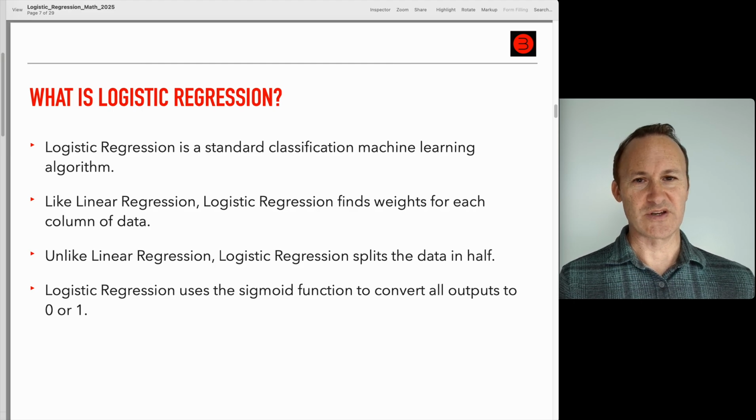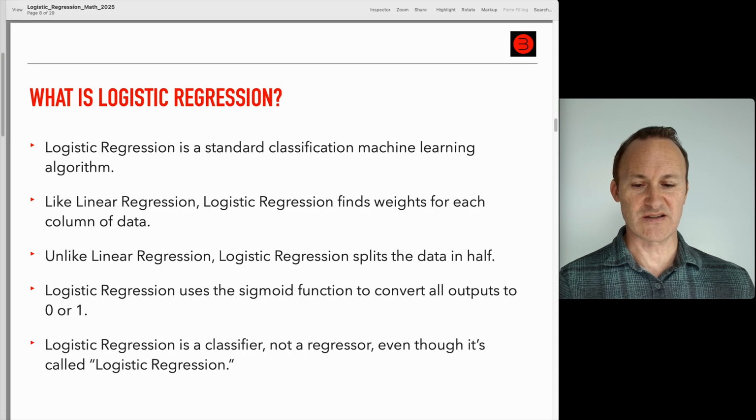So how does it do this? Well, logistic regression uses something called the sigmoid function, which we'll go over. And that's designed to convert all of the outputs into 0 or 1. So in machine learning, 0 could be the absence of something, 1 could be the presence of something. You could be trying to predict whether something is present, and so your output, your Y value, is all zeros and ones. Well, logistic regression is designed to handle this kind of data set.